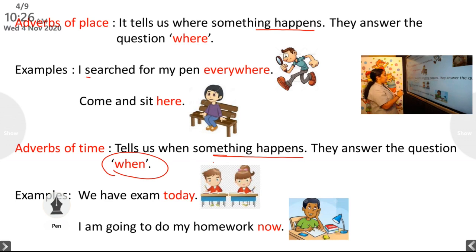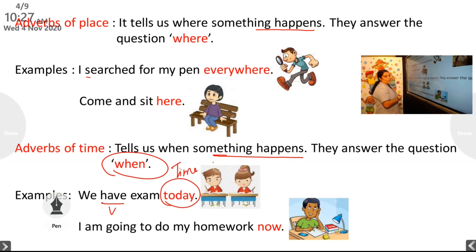Look at the example. We have exam today. So have is the verb here. So you will ask the question when. When do you have exam? You got the answer. Today. So today is the adverb of time.